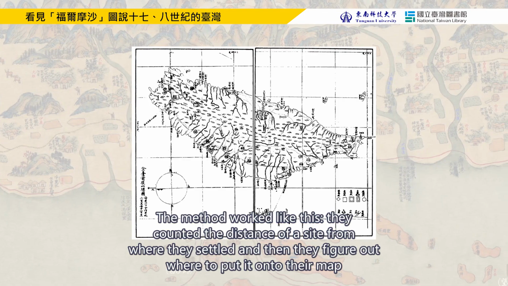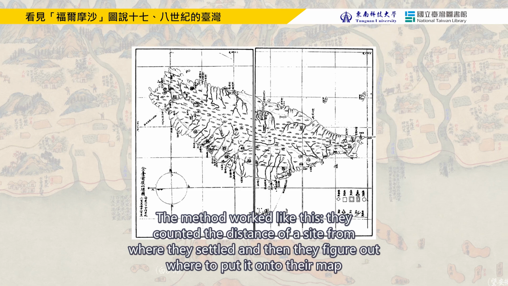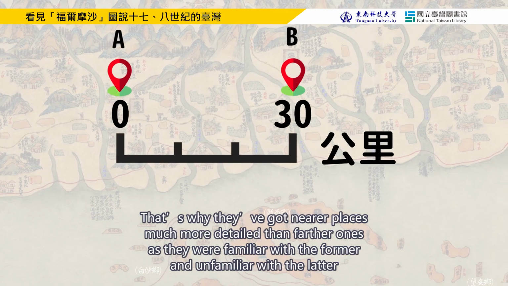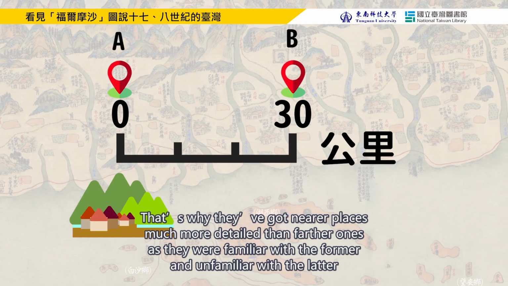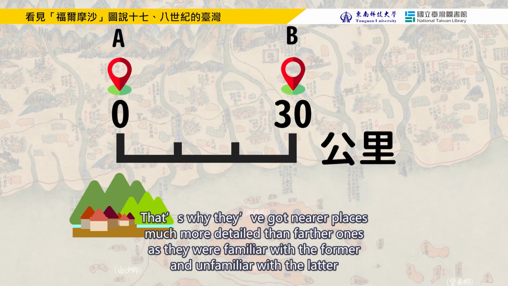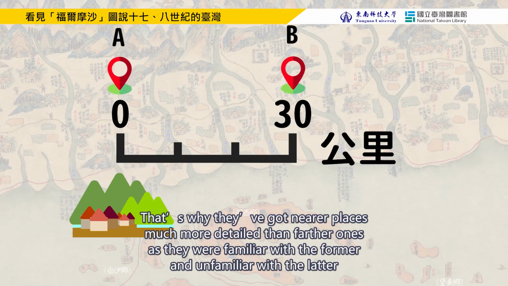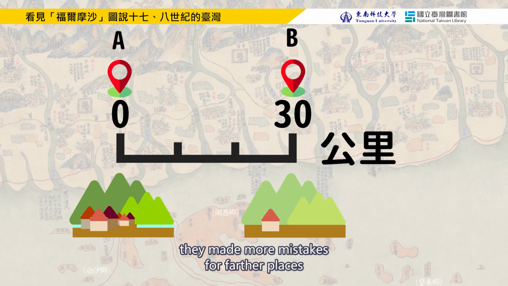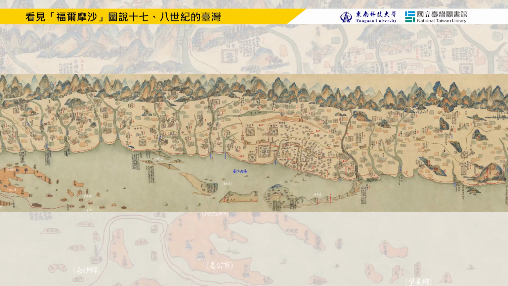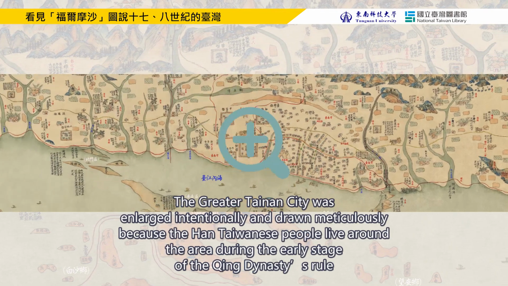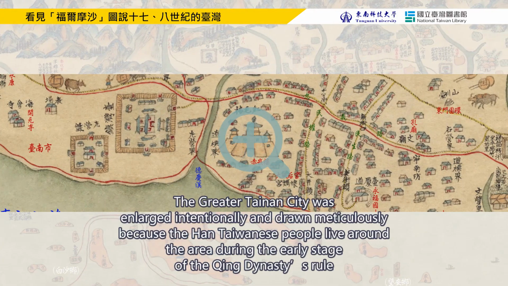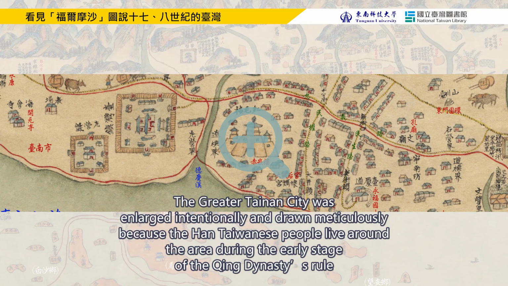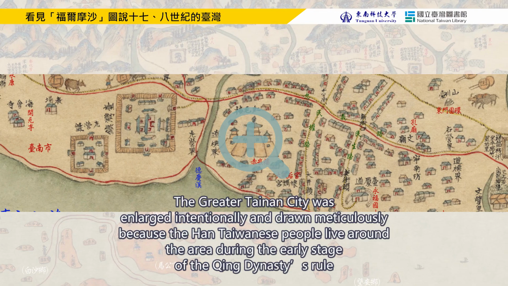They counted the distance of a site from where they settled, and then they figured out where to put it onto their map. That is why they have got nearer places much more detailed than farther ones, as they were familiar with the former and unfamiliar with the latter. As researchers have found out, not surprisingly, they made more mistakes for farther places. The greater Tainan city was enlarged intentionally and drawn meticulously, because the Han Taiwanese people lived around the area during the early stage of the Qing dynasty's rule.